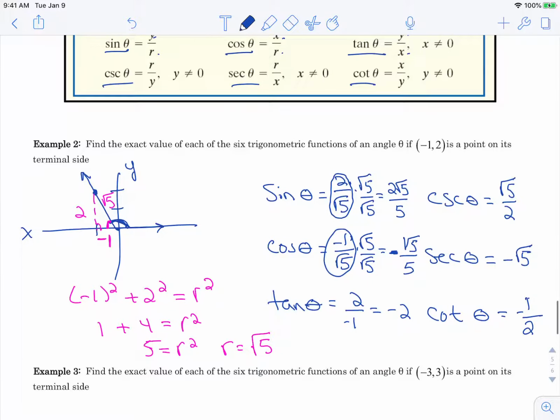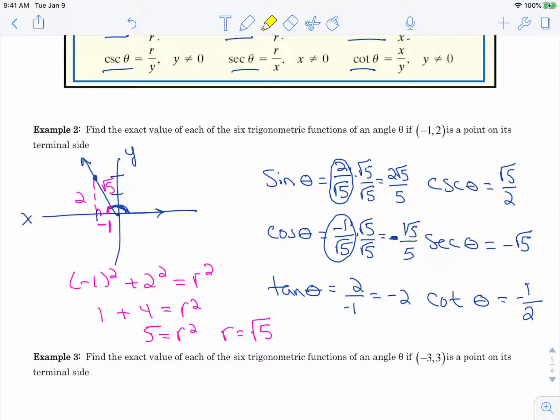And again, you can see cosine's value does not match the x value. Sine's value does not match the y value. Again, because you're not dividing by 1.